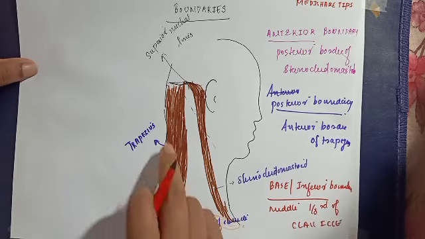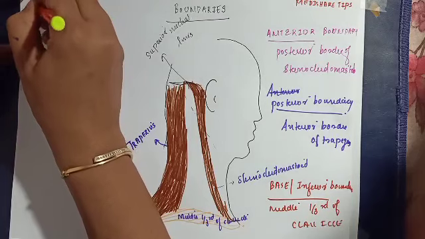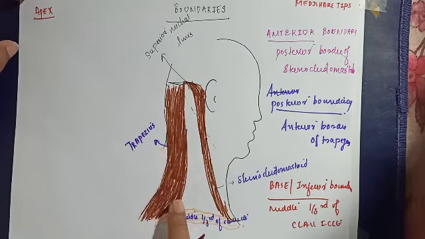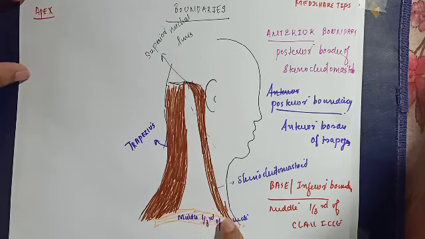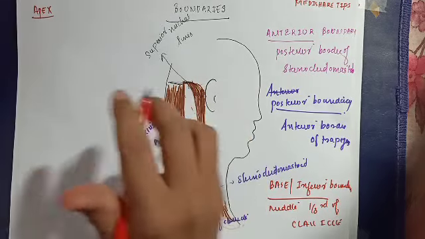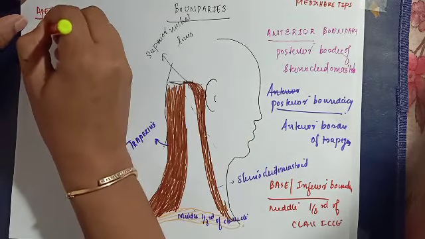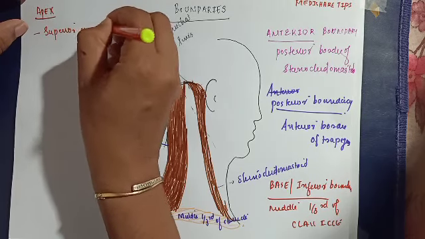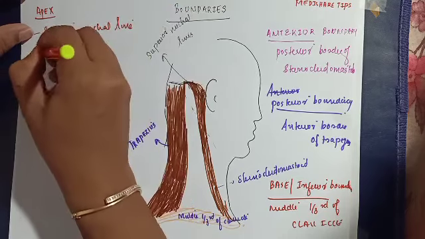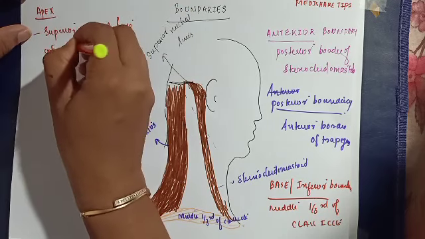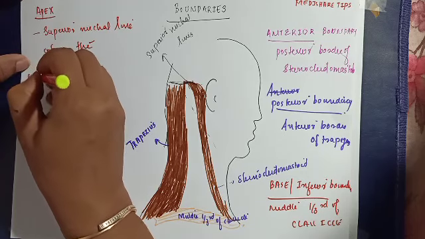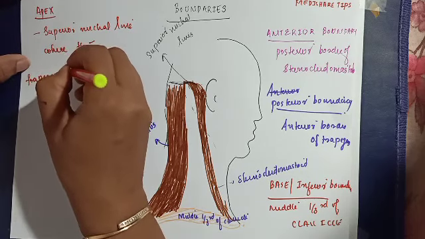Now let's look at the apex here. The apex is formed by the superior nuchal line where the two muscles, the trapezius and the sternocleidomastoid, meet.